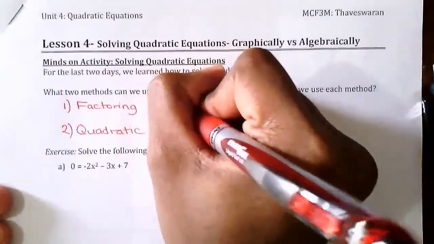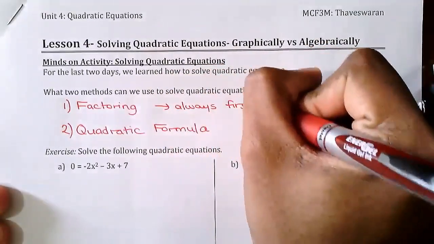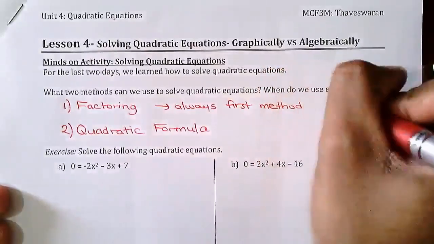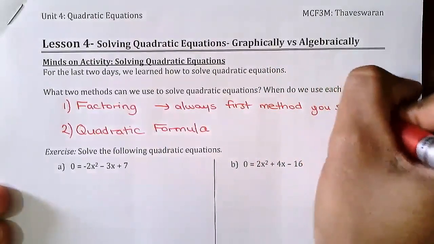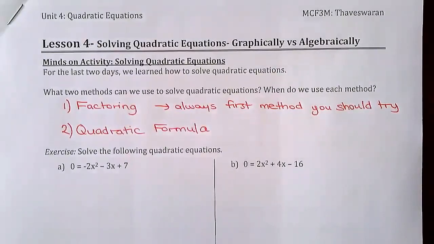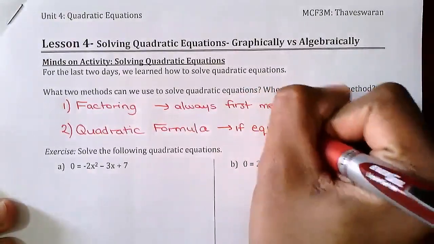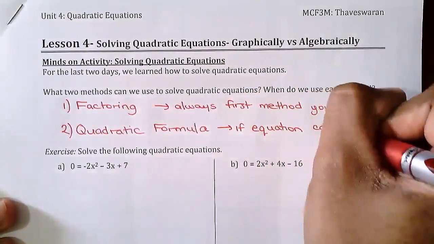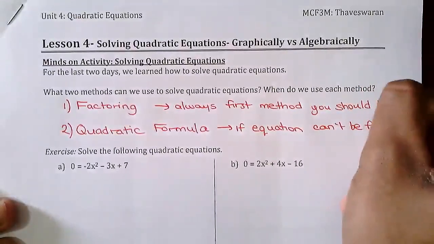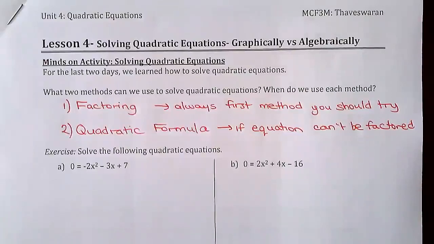Factoring, it's always the first method you should try. So whenever you have a question that says solve this quadratic equation, always try factoring first. If it works, great, you can solve it. If it doesn't work, so if the equation can't be factored, that's really the only time where you want to use the quadratic formula.